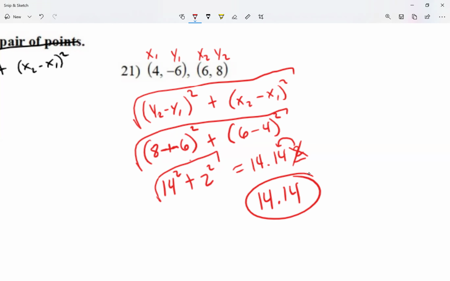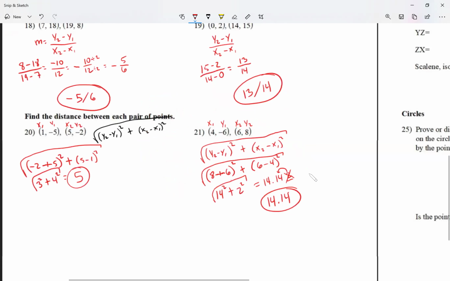Now, if it says 1 decimal place, then obviously round it to 1 decimal place. Okay, that's not bad. There you go. That's basically what we did today.